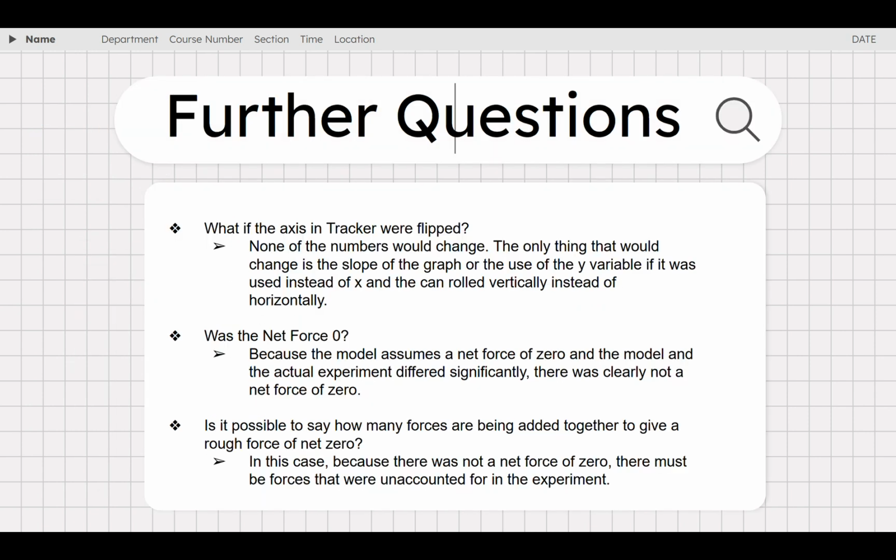Further questions. What if the axis and the tracker were flipped? None of the numbers would actually change. The slope wouldn't change. It would just become either negative or positive. Or if you used the y variable instead of the x variable, it would roll vertically instead of horizontally. But nothing would actually change.